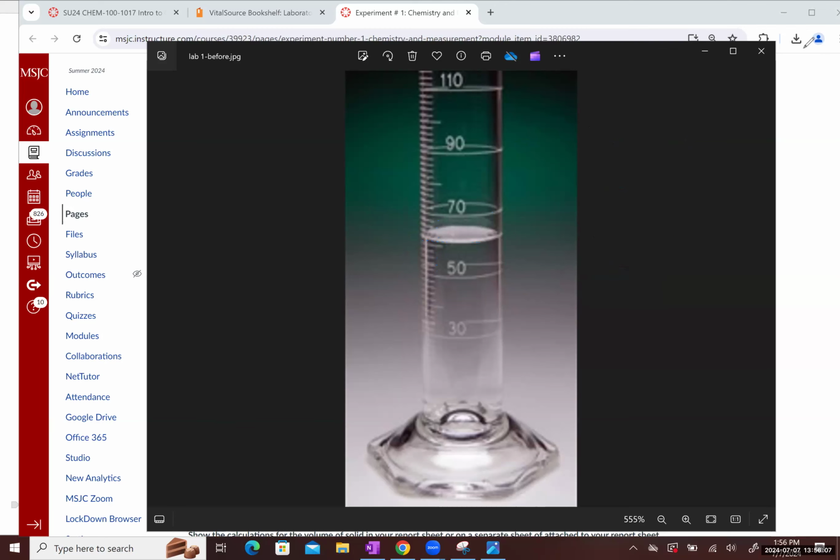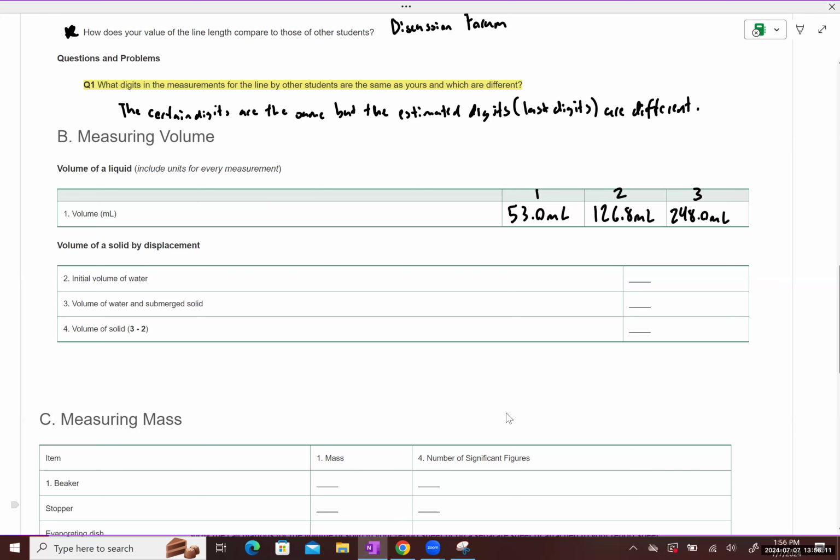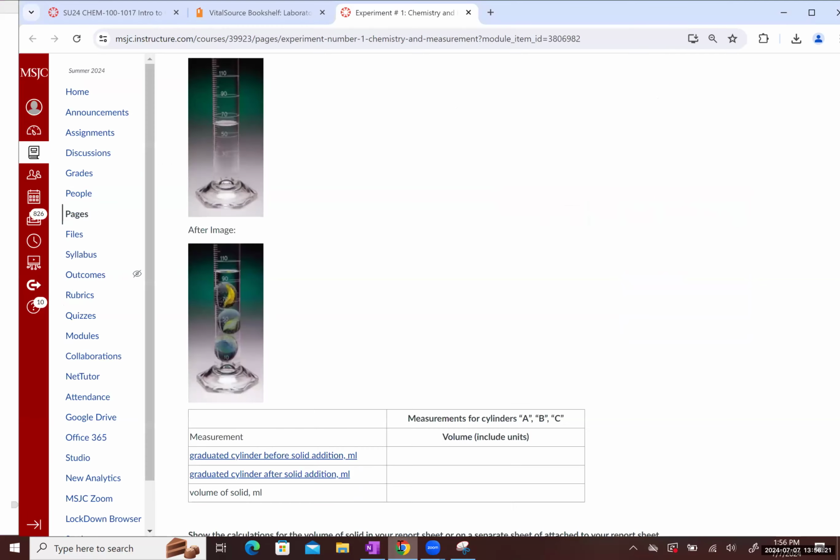Okay, so let's close this image and let's take our initial volume. So we have 60.8 milliliters. Now let's take the volume of water and submerged solid. So that's the second picture.